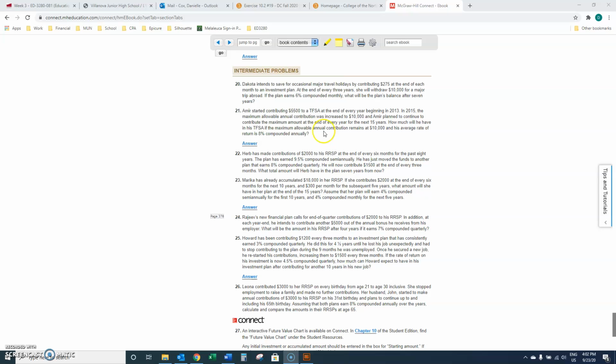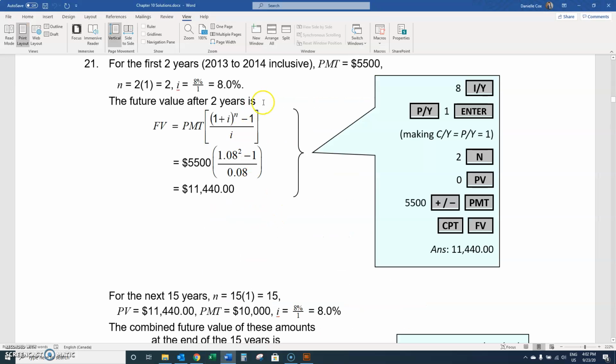All right, so we know we're looking for how much he's going to have, so we're looking for the future value. So the difference with this one is that it's an annuity, but the amount changes. So he's contributing $5,500 in 2013 and in 2014. Then in 2015 it switches to $10,000, and it stays like that for 15 years. So look at the solution.